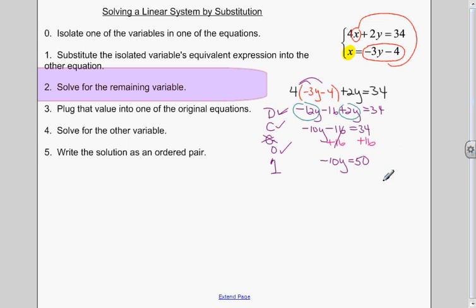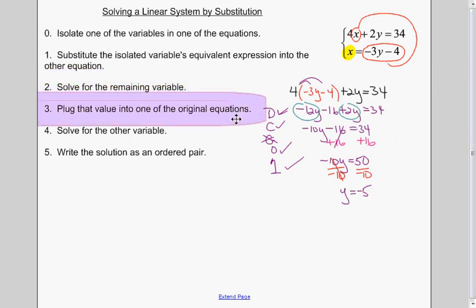Okay, and then I'm going to undo multiplies and divides, which is the next step there, which means to make a 1. Because the multiply that undoes the divide, I'll turn that into 1y, and that will give me y equals negative 5. So I'm halfway there because I've got to find both values here. So plug that value into one of the original equations, it says here in step 3.